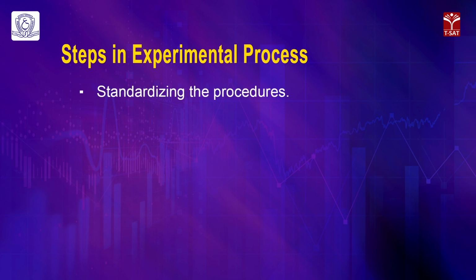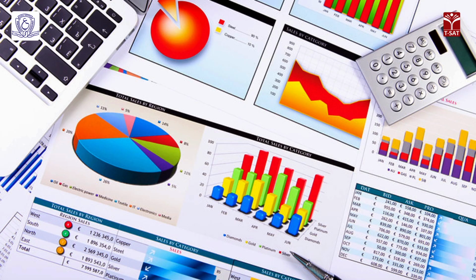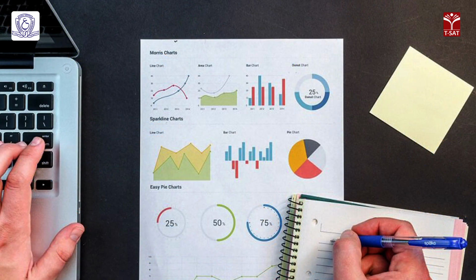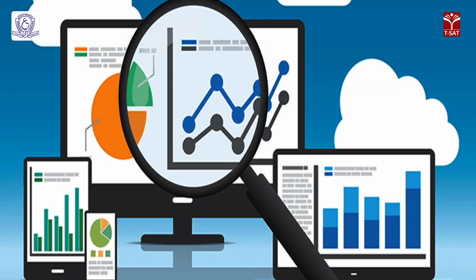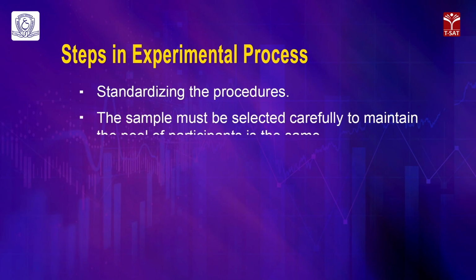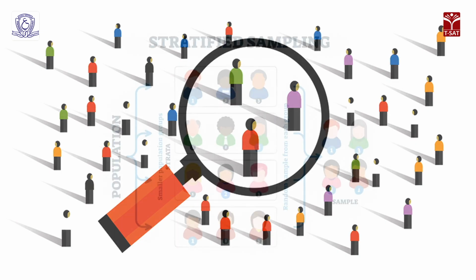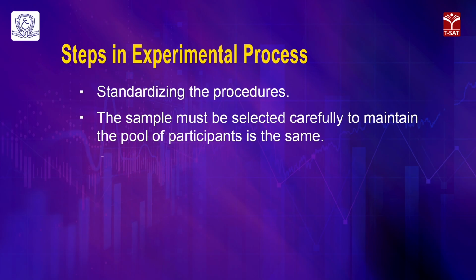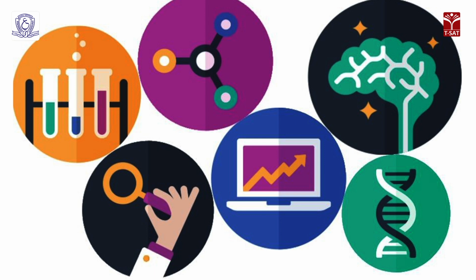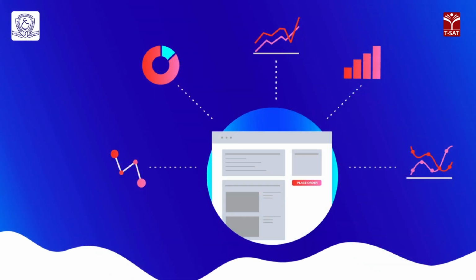Standardizing the procedures. To arrive at proper valid conclusions, it is essential to compare each participant equally. That is, each participant must receive the same treatment under the same conditions. The sample must be selected carefully to ensure the group of participants is the same. We can choose them using a simple random sample and a stratified random sample. Next, conducting the tests and collecting data. Once the participants are selected, the next step is to conduct tests and collect data. Before conducting the test, we need to inform the participants and obtain consent. Once we have received the consent, we can administer the test.